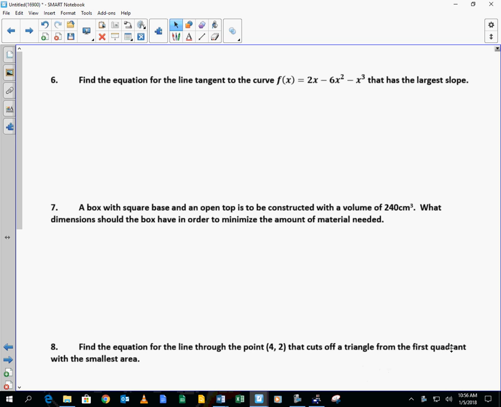First one isn't too bad. This is not really a lot of application, but it's strictly a mathematical type question of find the equation for a line tangent to the curve that has the largest slope.